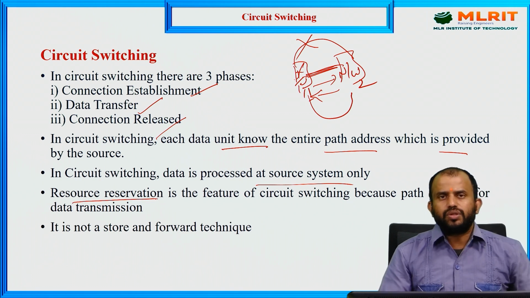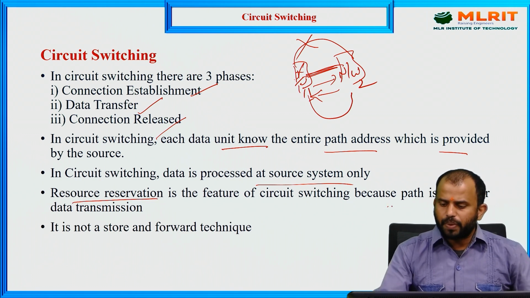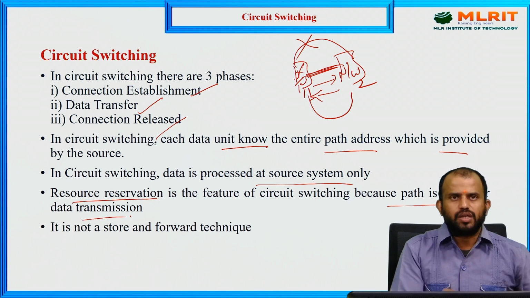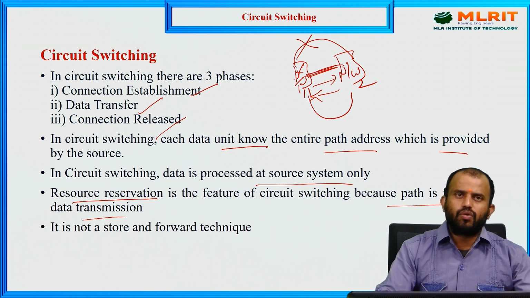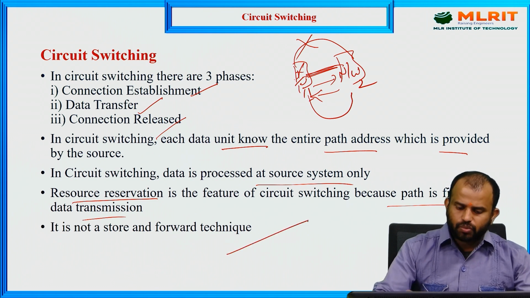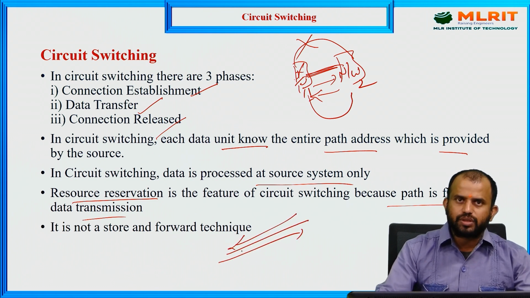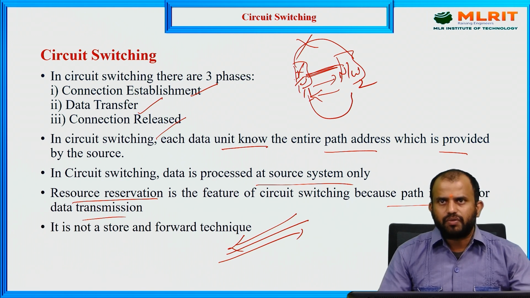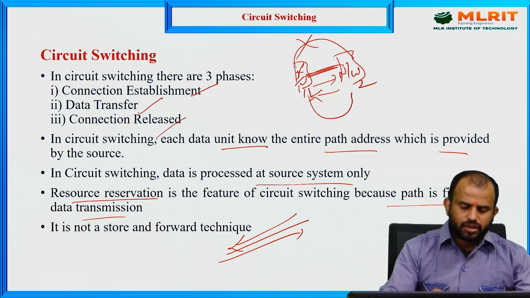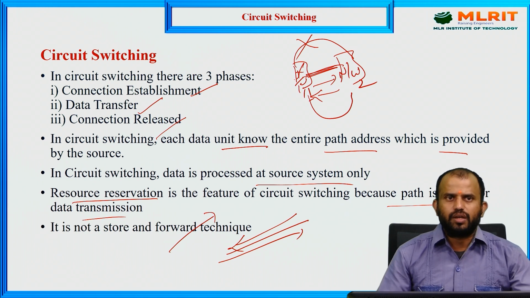That is a feature of circuit switching, because the path is fixed for the data transmission. A fixed kind of transmission structure is there, because generally we go for this kind of communication. So fixed path information is there, and only on that path is the information transmitted or received. That is called a fixed path of data transmission. Here there is no chance of store and forward techniques.